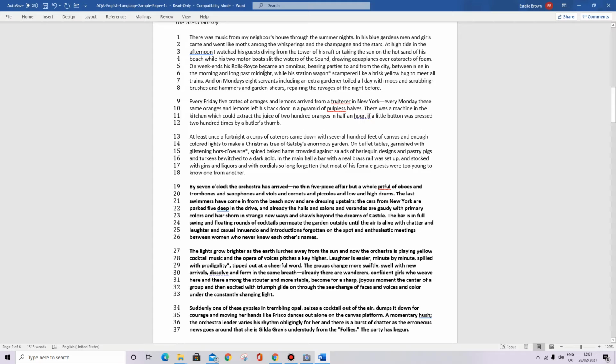On weekends, his Rolls Royce became an omnibus. That's just like a bus, basically, bearing parties to and from the city between nine in the morning and long past midnight, while his station wagon scampered like a brisk yellow bug to meet all trains. And on Mondays, eight servants, including an extra gardener, toiled all day with mops and scrubbing brushes and hammers and garden shears, repairing the ravages of the night before.